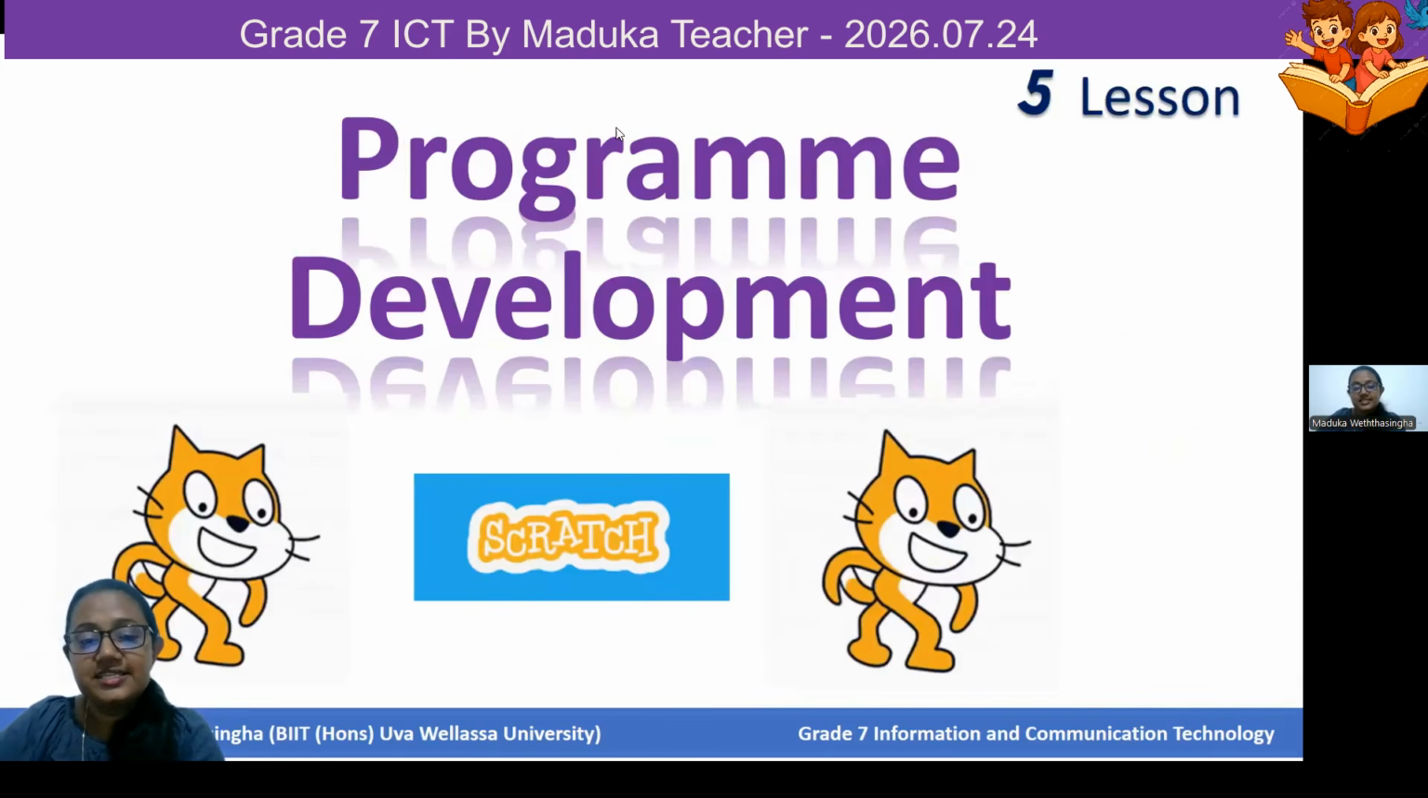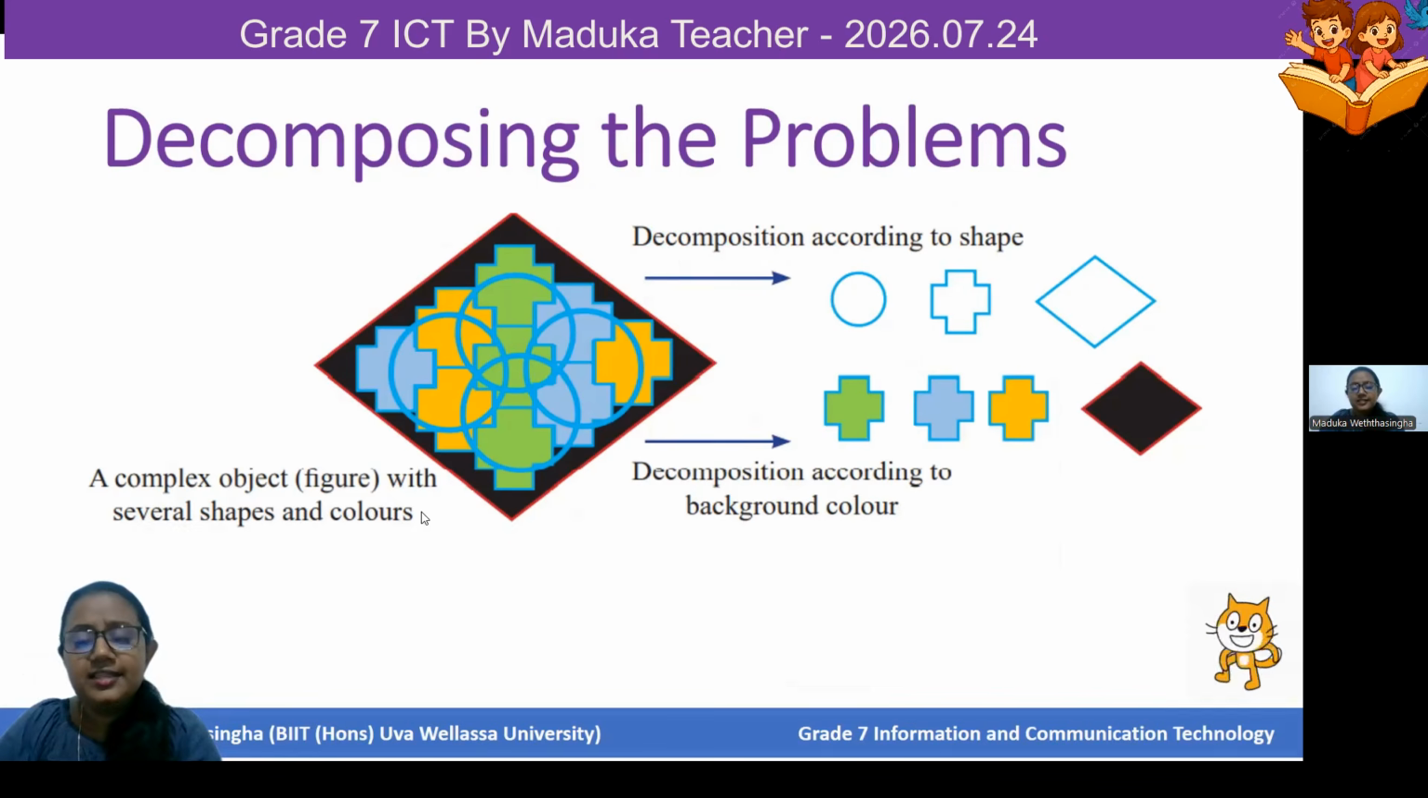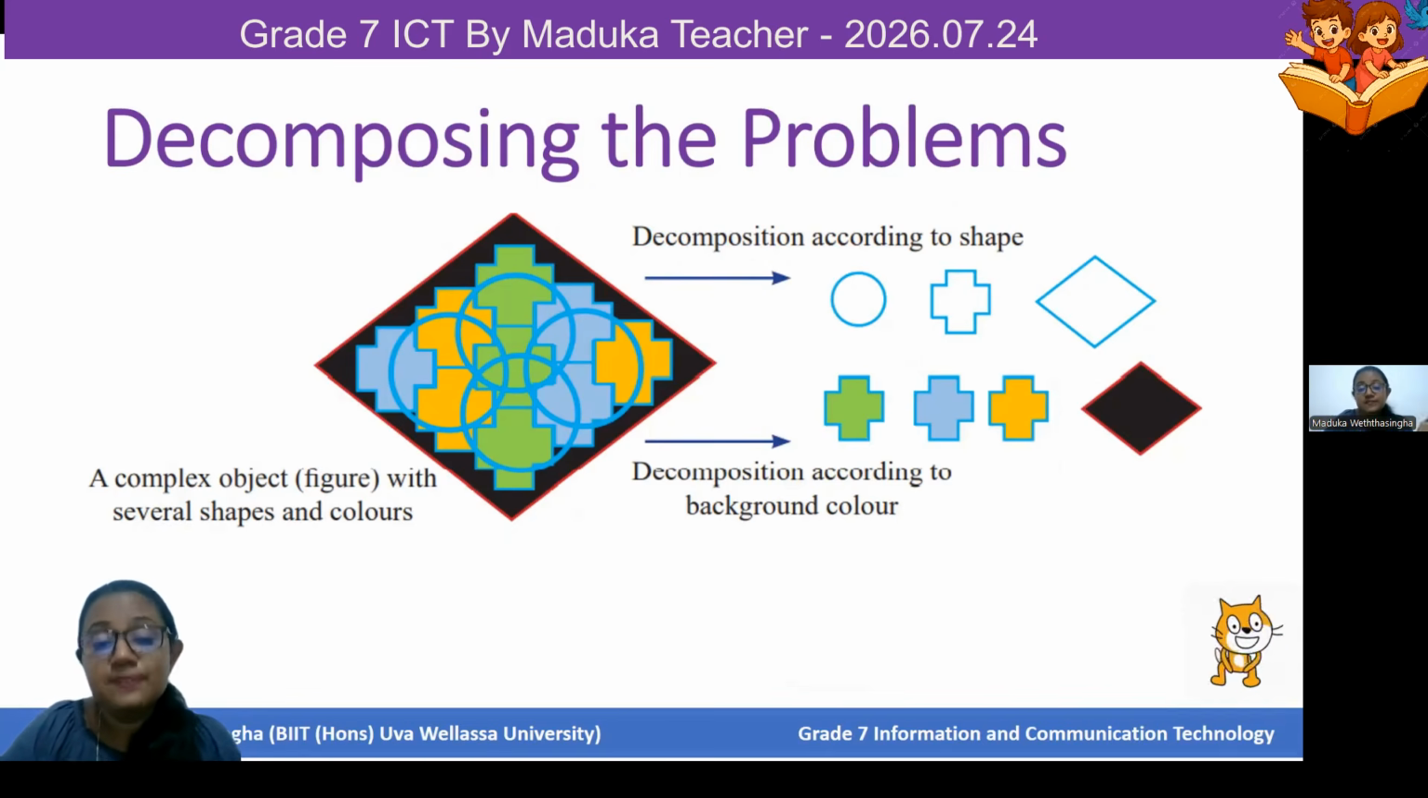Here you can see an image. At first sight, somewhat complex. A complex object with several shapes and colors. A complex object with different shapes and colors. Now, this is my complex problem. At first sight, I cannot imagine anything.